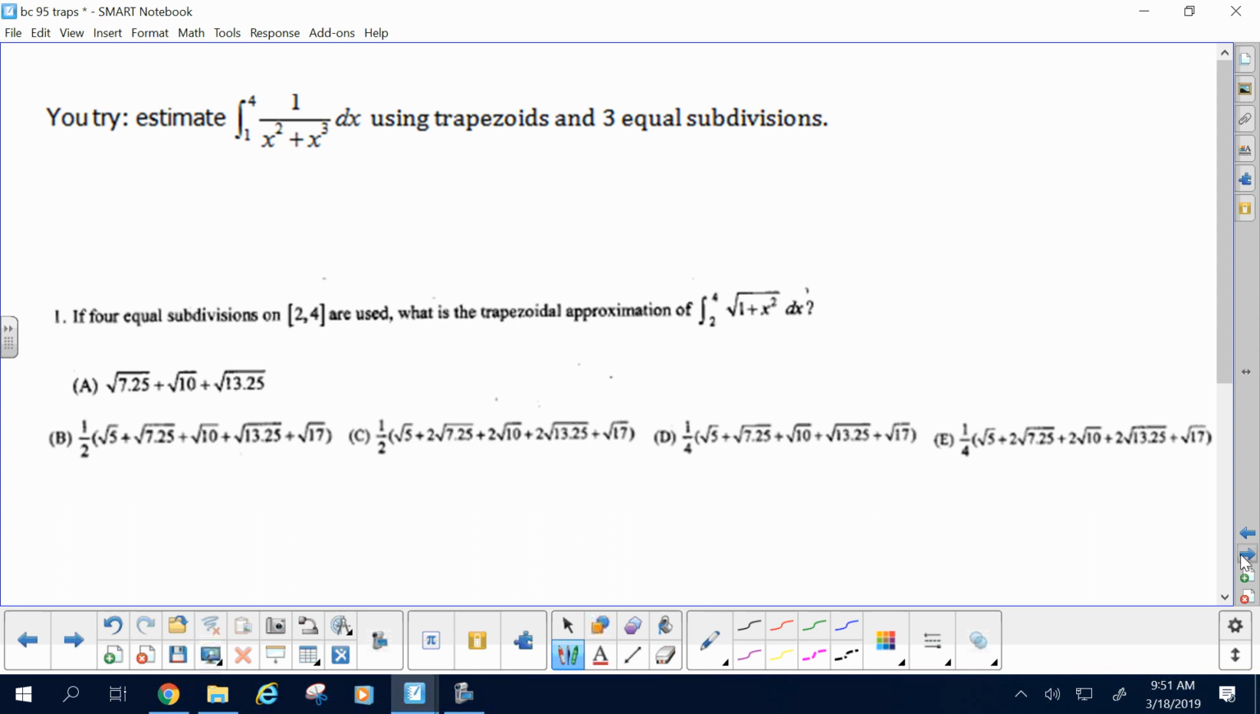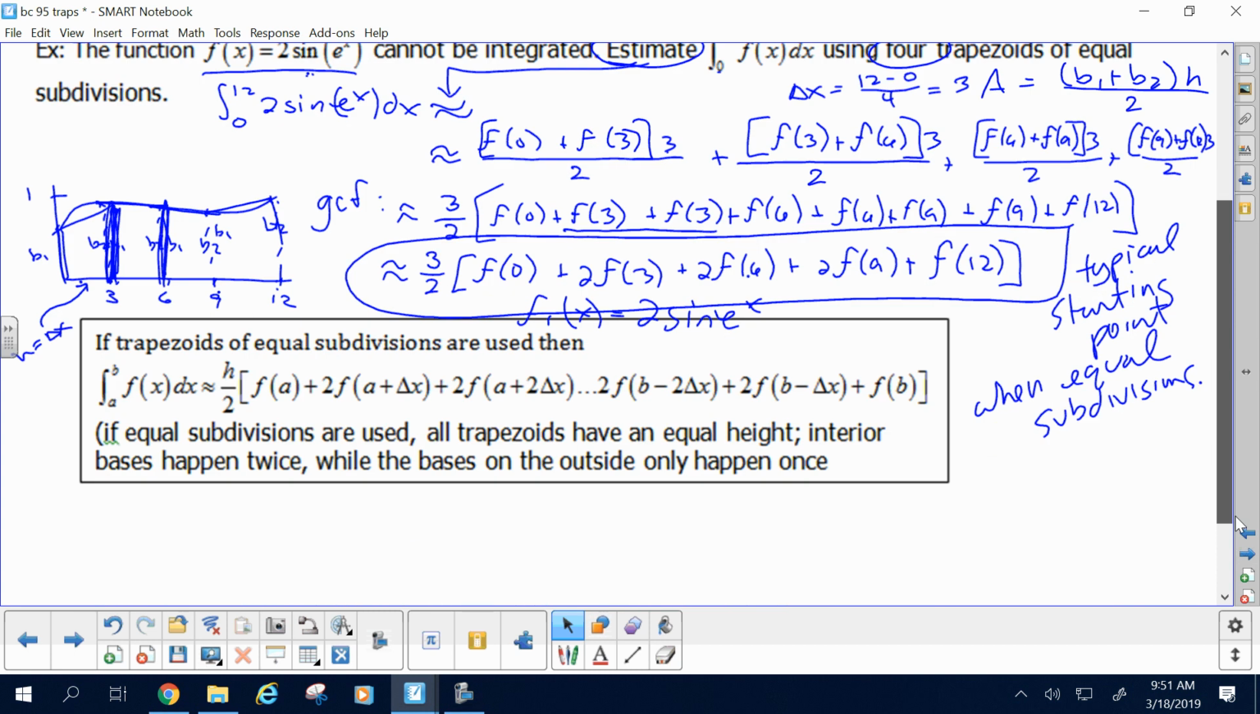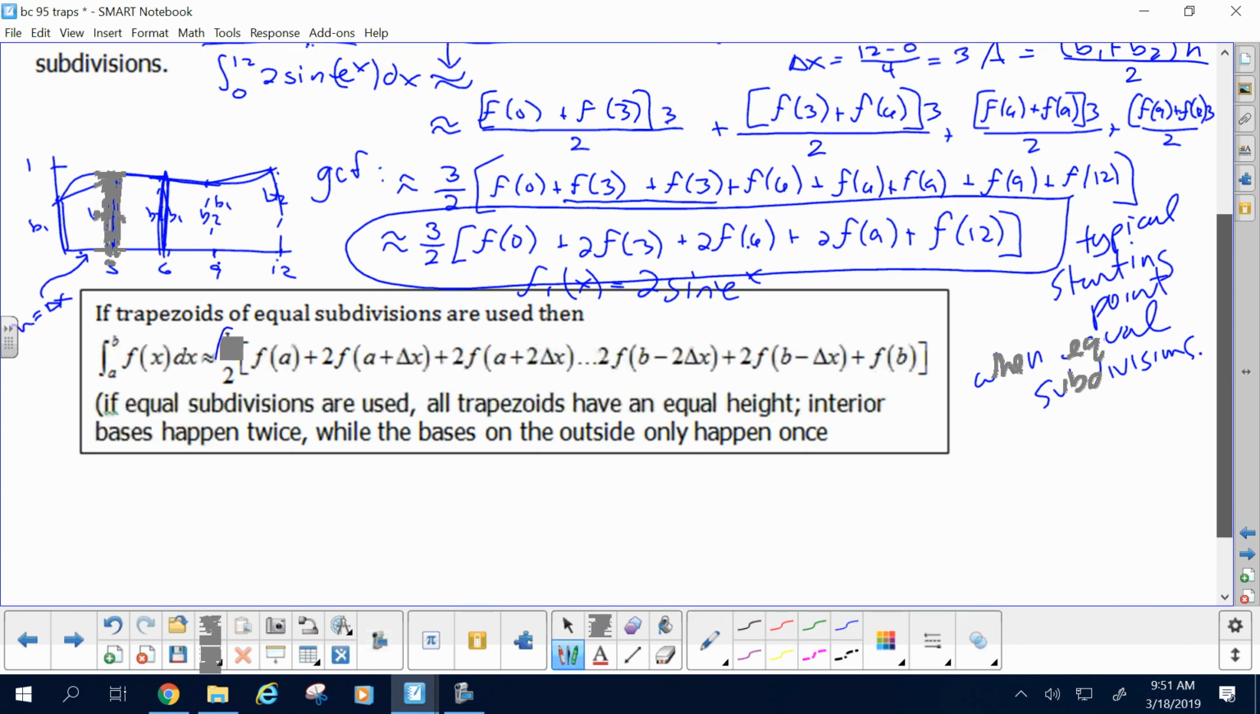So, would you try and estimate this? You may use your calculator. Should you use your calculator? I think so. All right, you can use your calculator. Using 3 equal subdivisions. Give it a go. Picture's optional. All the formula stuff, development is optional. You could definitely go straight to the factored out height and divided by 2, height is the delta x.